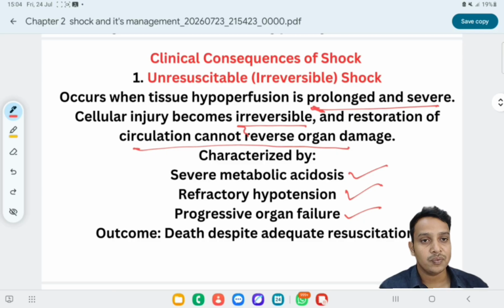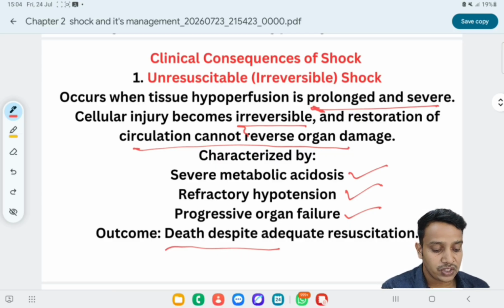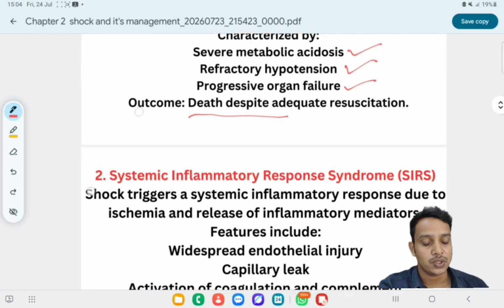So remember, friends, if you want to treat shock, the reversible or early stage is very important, so that you resuscitate the patient properly before the patient lands up in the irreversible stage of shock. So that is the first consequence, the irreversible stage. Next is systemic inflammatory response syndrome as a consequence of shock.